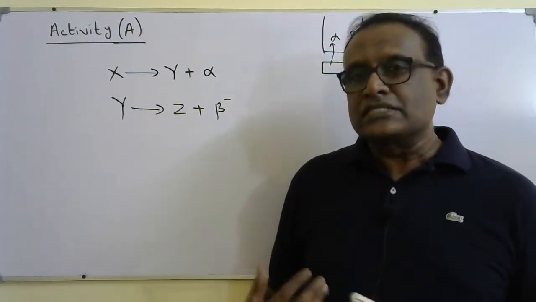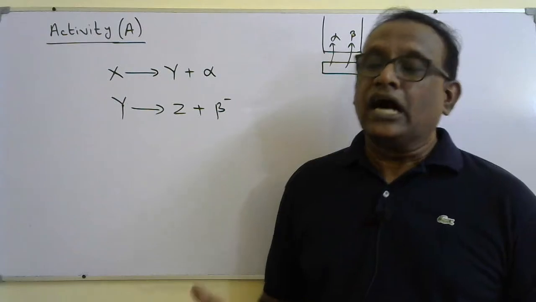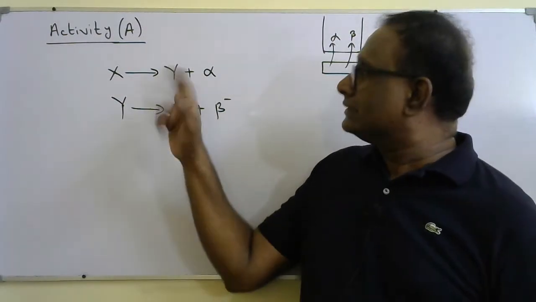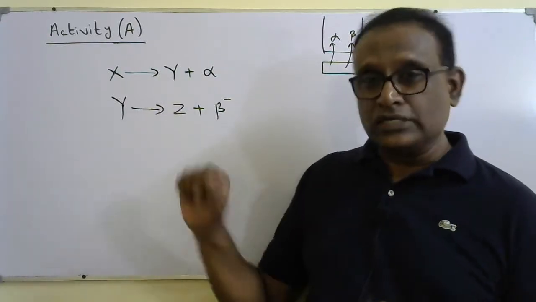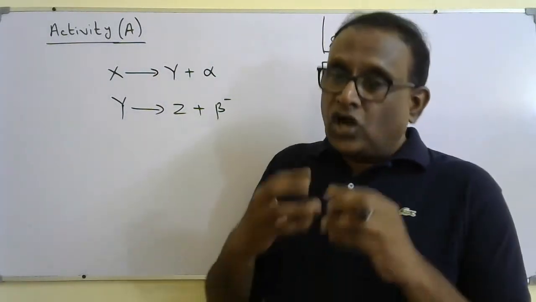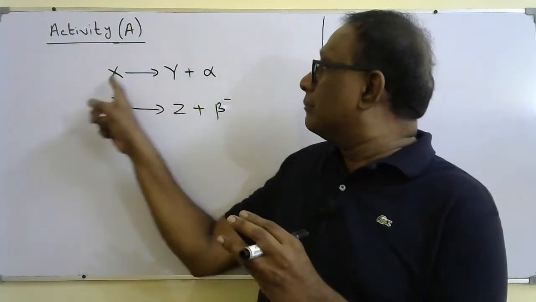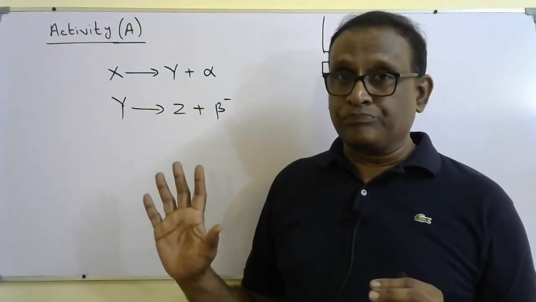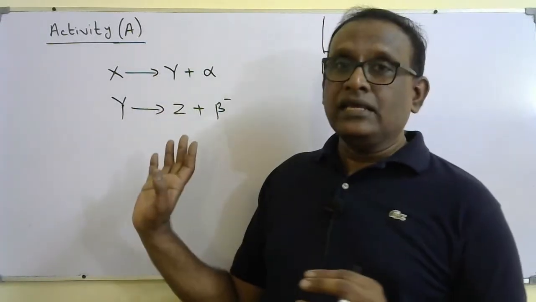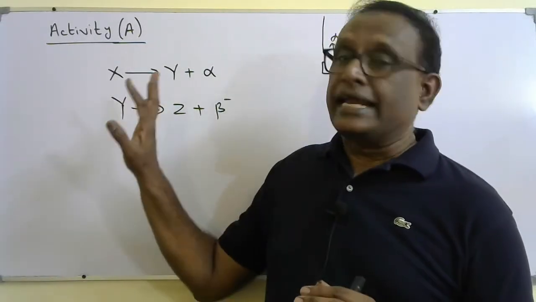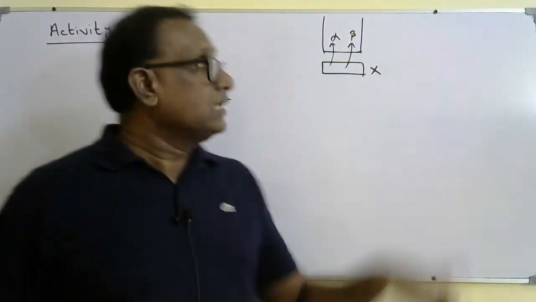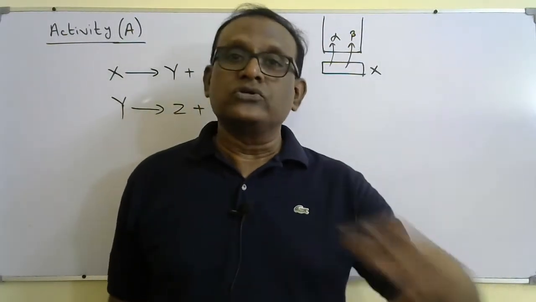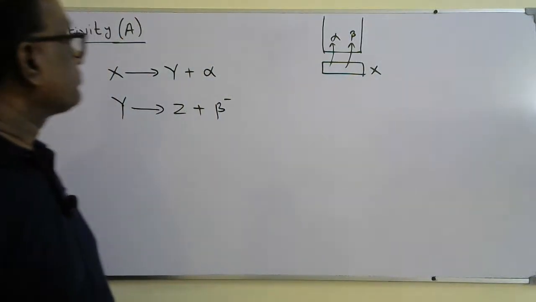But in your syllabus, normally we consider the count rate to be the same as activity, and we normally consider a situation where the daughter nucleus is more stable. So if the daughter nucleus is very stable compared to X, yes, activity and the count rate will be the same. Otherwise, the activity of X plus the activity of Y will give the total count rate of the sample when we use a Geiger-Müller tube.